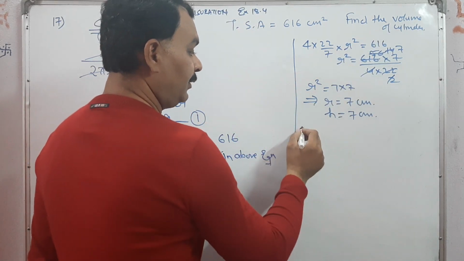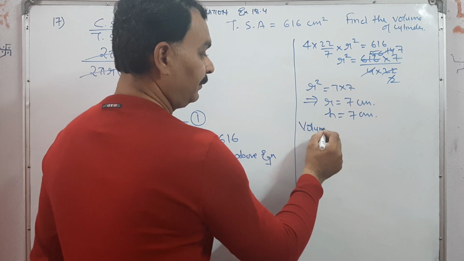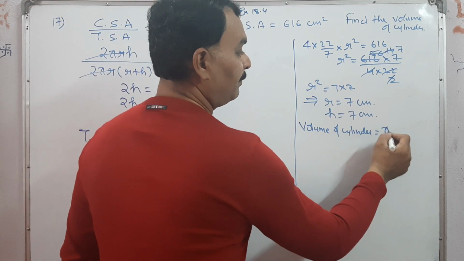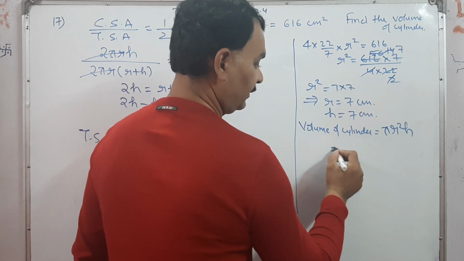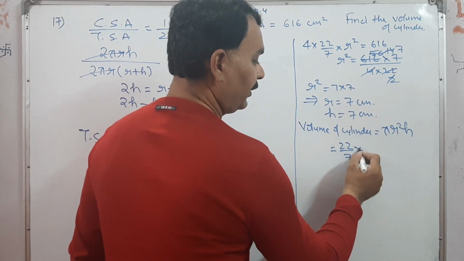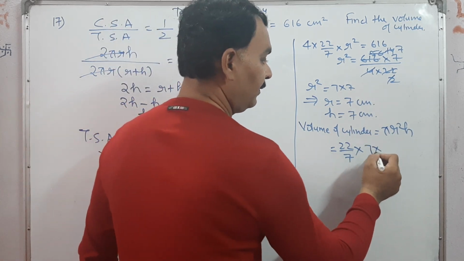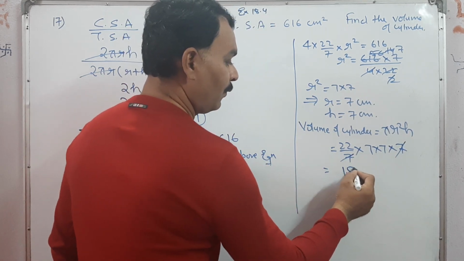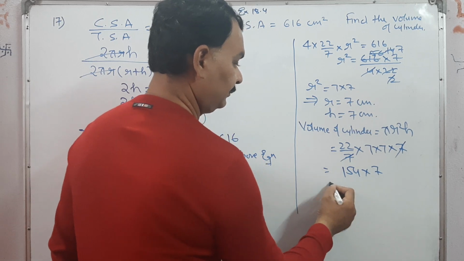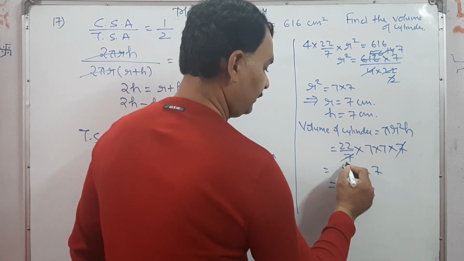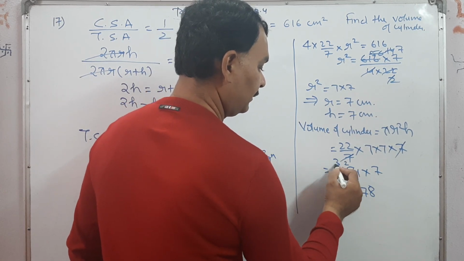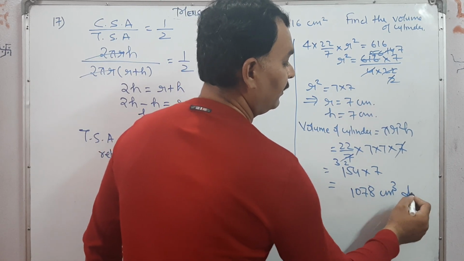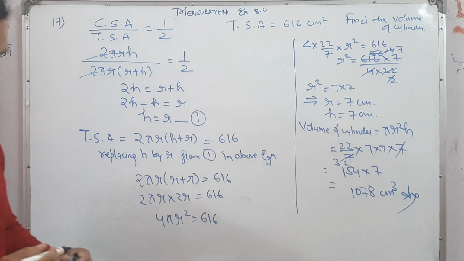Now the question was, we need to find out the volume of the cylinder. The volume of the cylinder is pi r square h. On substituting the values, 22 by 7, r is 7 square, and then 154 into 7. 1078 centimeter cube is the answer.